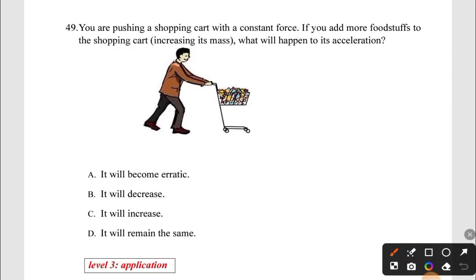49. You are pushing a shopping cart with a constant force. If you add more foodstuff to the shopping cart, as it's increasing its mass, what will happen to its acceleration? It will become erratic, it will decrease, it will increase, it will remain the same. So we are looking at what will happen to the acceleration. So question 49, the acceleration will decrease because you've increased the mass.